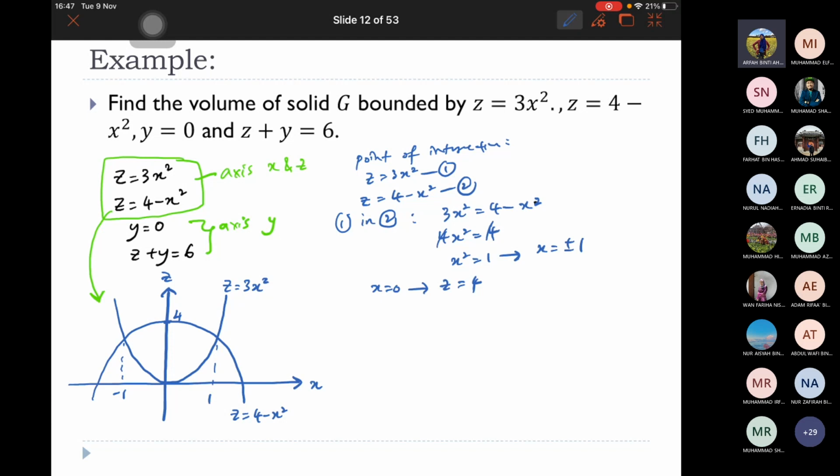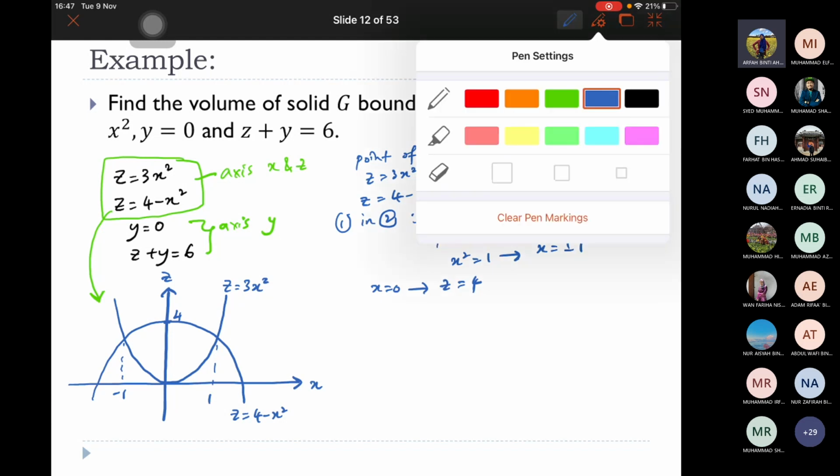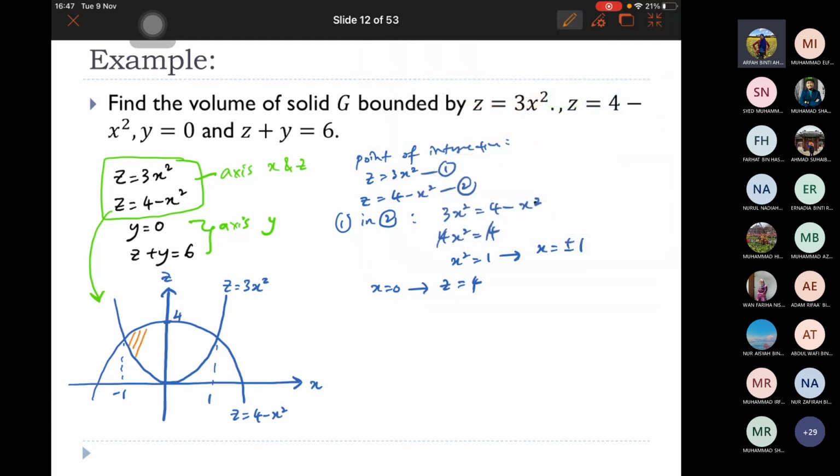So ini adalah bentuk dia. Dia punya intersection, meaning that the shaded region is this one. Ini adalah dia punya shaded region.